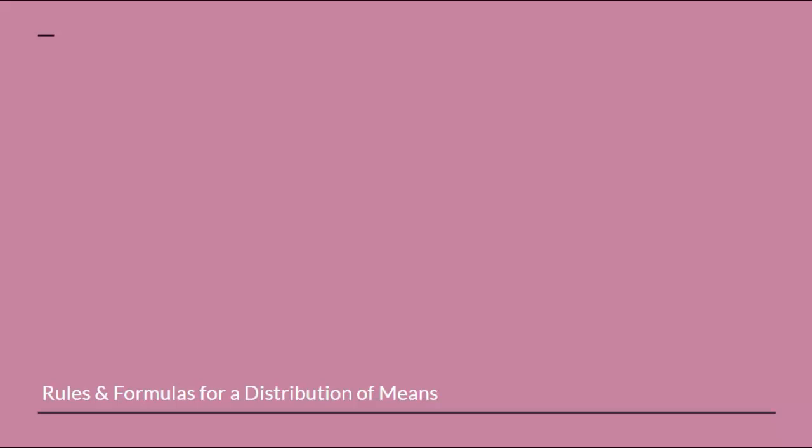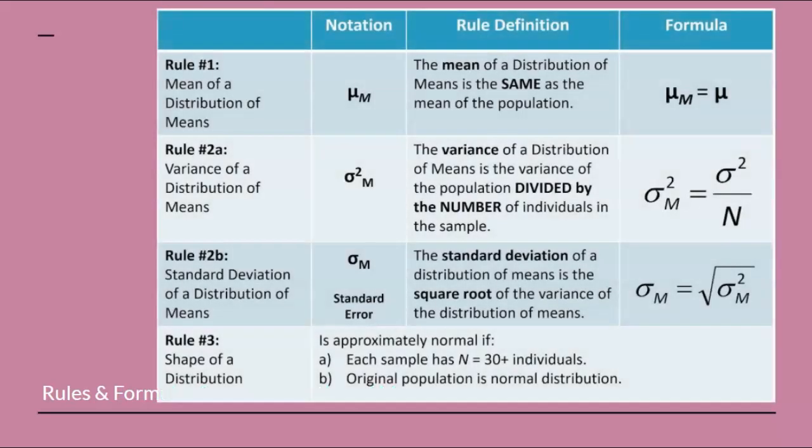After first discovering the distribution of means, mathematicians tested it over and over and over again, and they did it with every possible sample size. And guess what? They found the same normal distribution shape. As such, mathematicians created a theory called the central limit theorem that explains the three basic rules of a distribution of means. This table summarizes the rules into notation, definition, and formula.